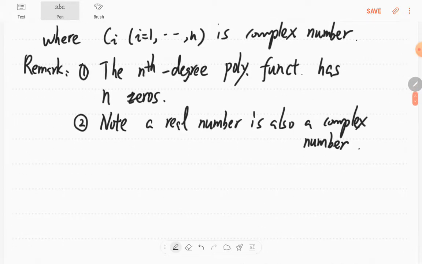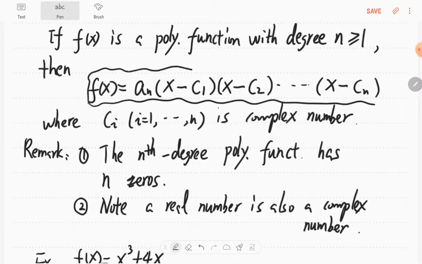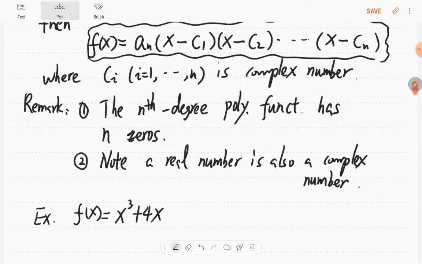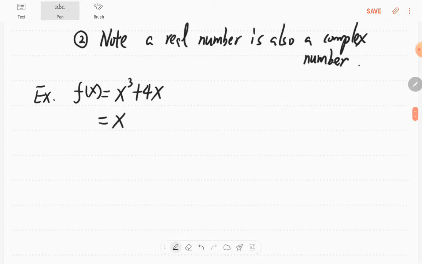Now let's look at one example: f of x equals x cubed plus 4x. We want to find the zeros. From this theorem, if you can find the factorization, then you can find the zeros automatically. So let's try to factorize it. The degree is 3, so you have c1, c2, and c3. We take x out as a common factor, giving x times x squared plus 4.